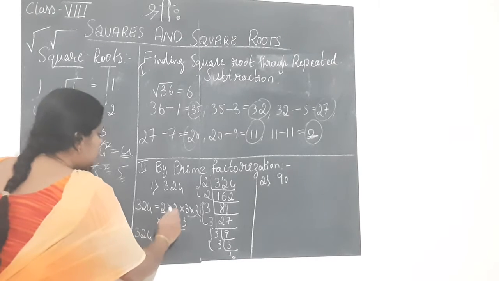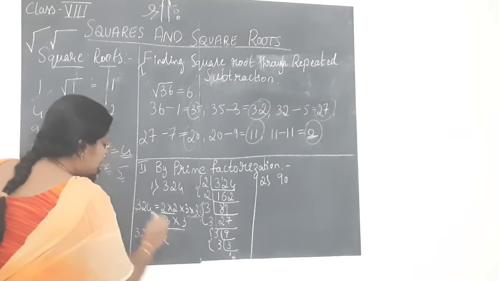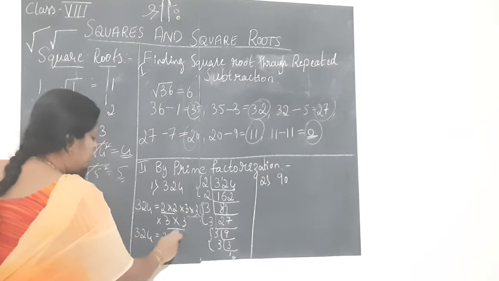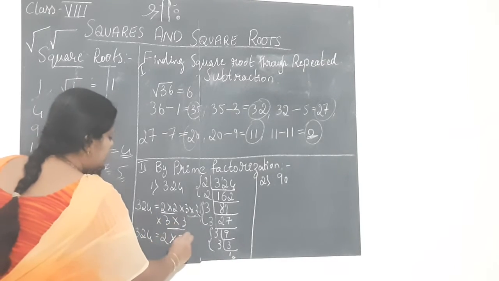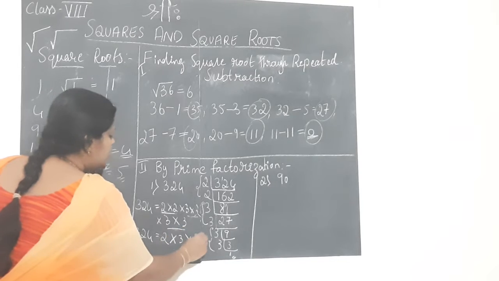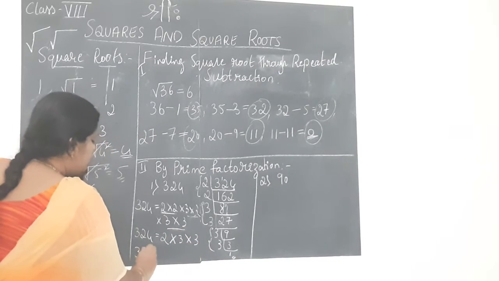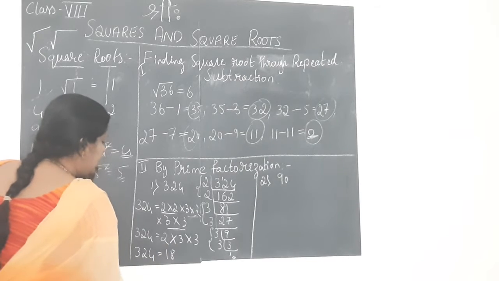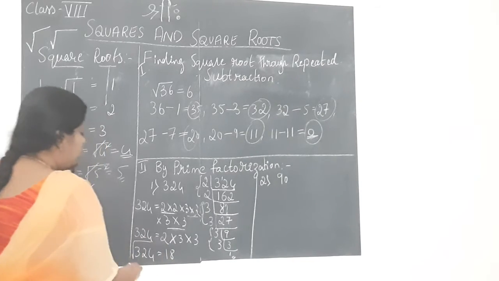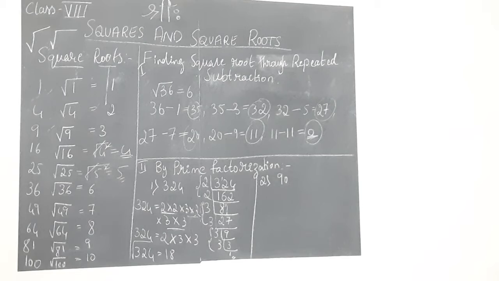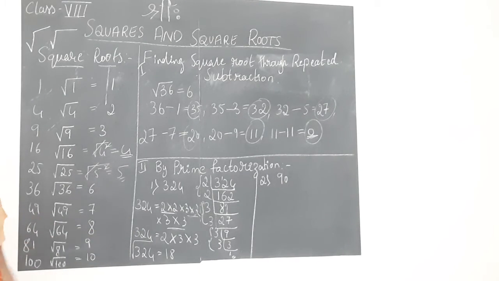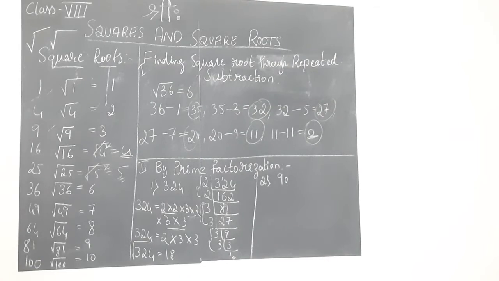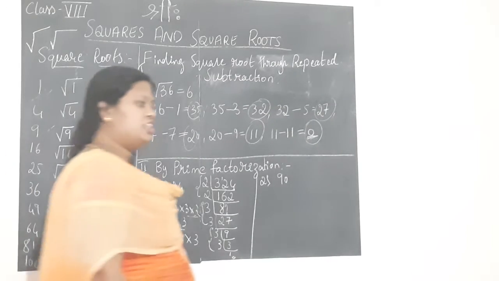From those, choose only one number, only once you write. 2 into 2 is 2, 3 into 3 is 3, 3 into 3 is 3, you will write. So 324 is equal to 3 3s are 9, 9 2s are 18. So square root of 324 is 18. You can cross check if you want. This is one method of finding the square root of a number by prime factorization.